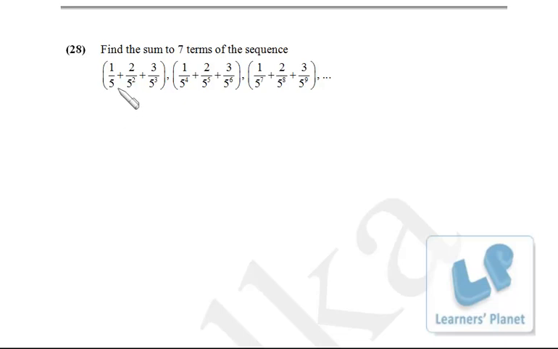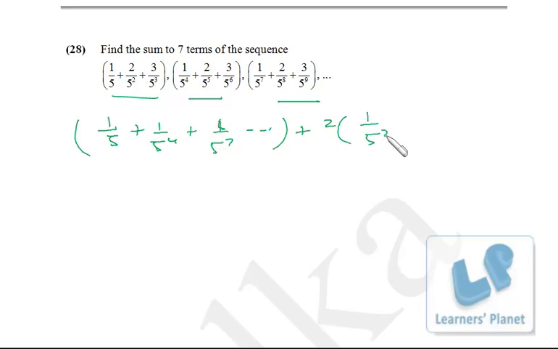So what we can do is break up the terms, maybe all the terms, as 1 upon 5 plus 1 upon 5 raised to 4 plus 1 upon 5 raised to 7. This is the first breakup. Then 2 can be taken as common: 1 upon 5 square plus 1 upon 5 raised to 5 and so on. Again for the third term, 3 can be taken as common: 1 upon 5 cube plus 1 upon 5 raised to 9 and so on.